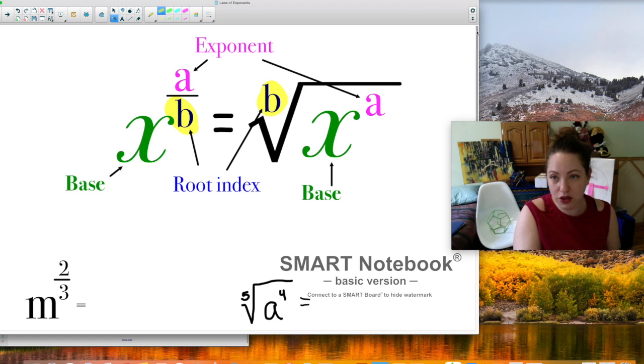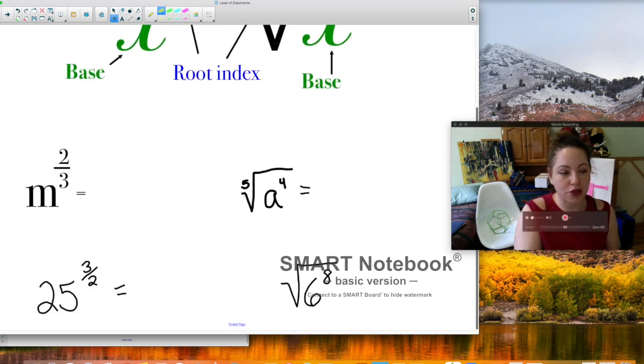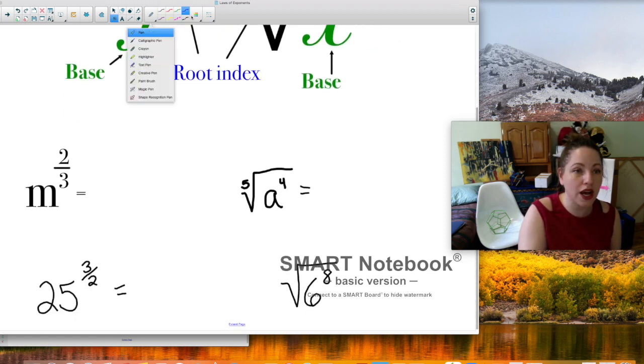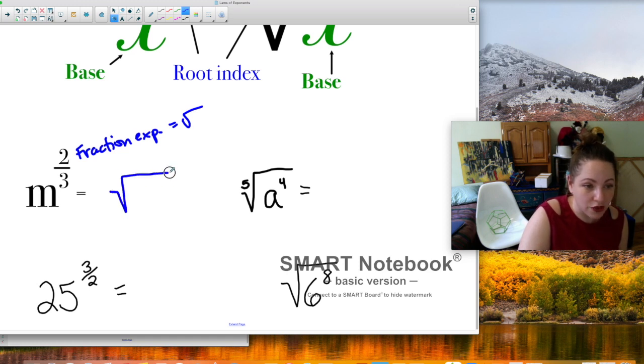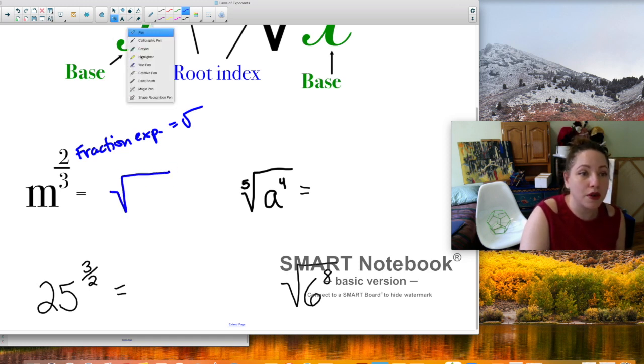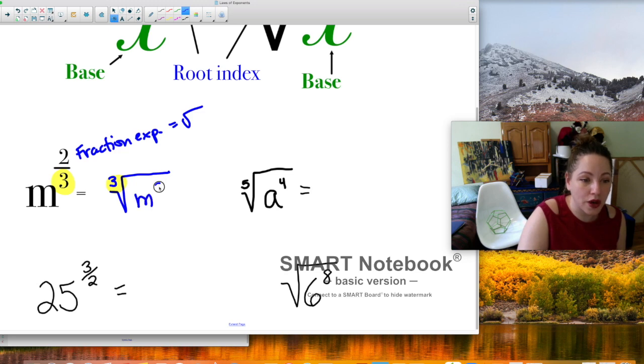So let's see what this looks like in actual practice. So if we have m to the 2/3, it's going to become a root because it's a fraction. So fractional exponent means that it's going to be a radical. So I rewrite it as a radical. The bottom number is going to be my root. So that's going to be a 3 out here. And then m squared, because the top number is my exponent.